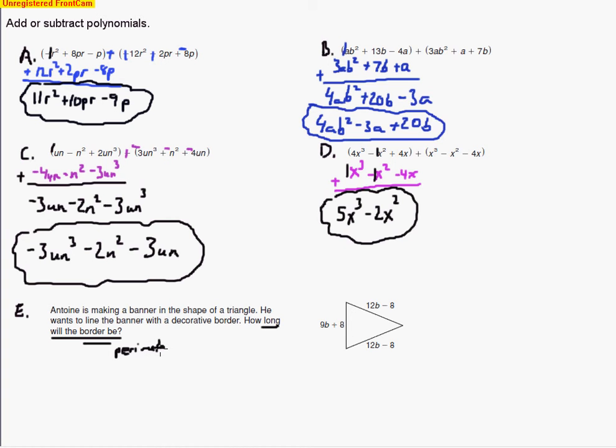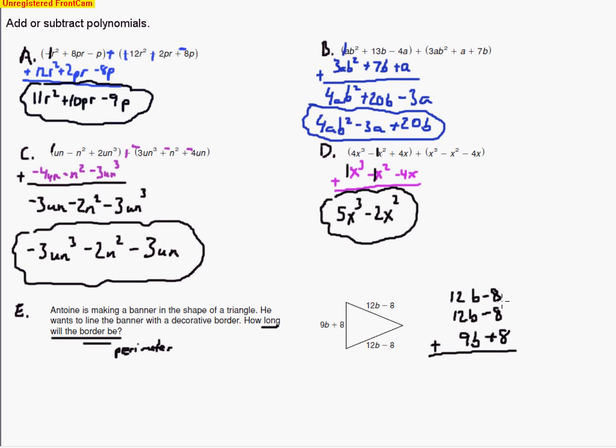And if I'm going to find the perimeter, I'm just going to add up all of the numbers. Now, when I do this, I'm going to start with that 12b minus 8, and then put another 12b minus 8. See, I'm adding up this side plus this side, and then the 9b plus 8 this time. And then you add up all those numbers. That's it. And so this is called an isosceles triangle because two sides are the same.